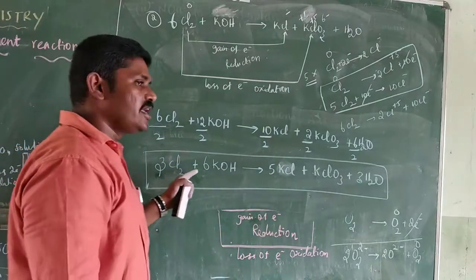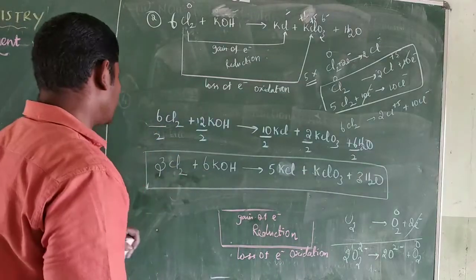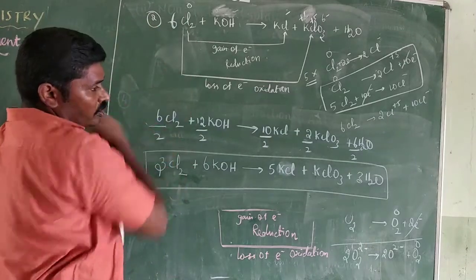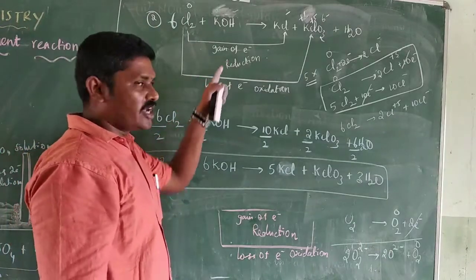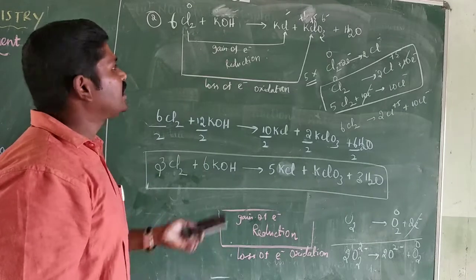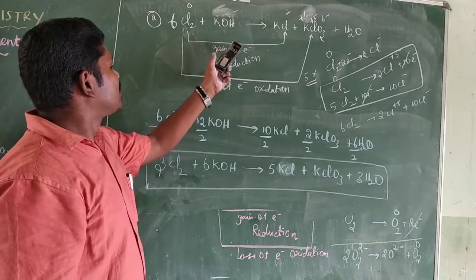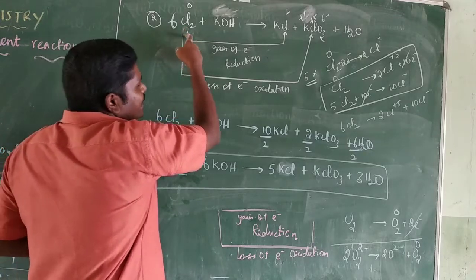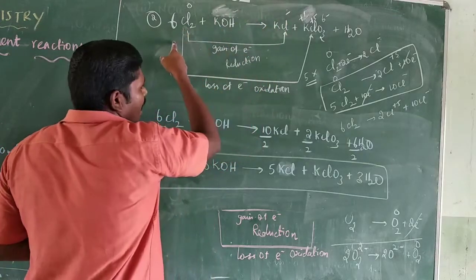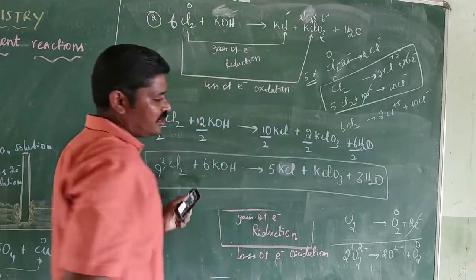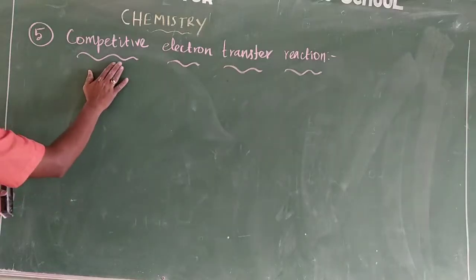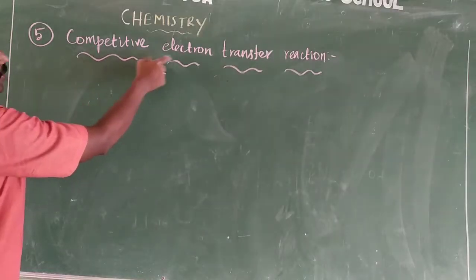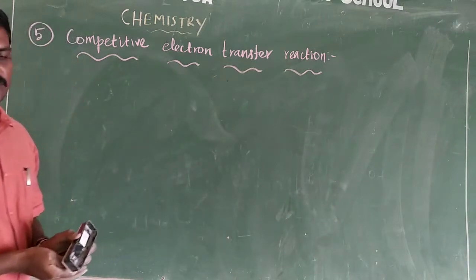This reaction is a disproportionation reaction. The same molecule is involved in oxidation and reduction. In such a reaction, the same element decreases its oxidation number and also increases its oxidation number. Next, competitive electron transfer reactions.